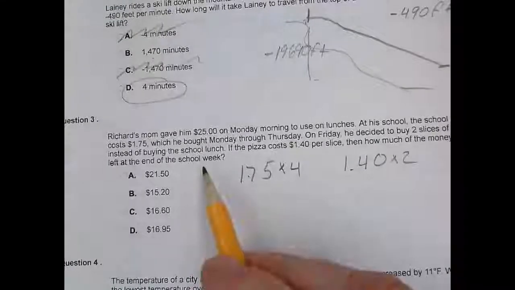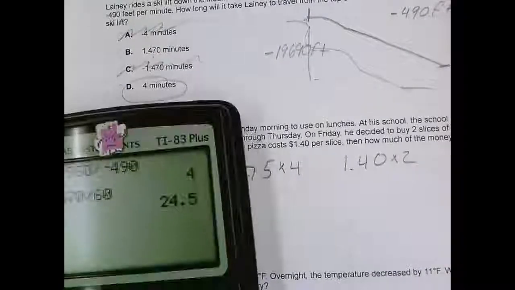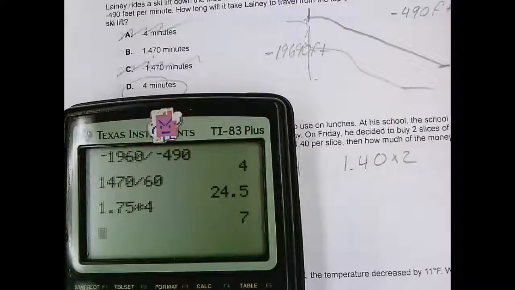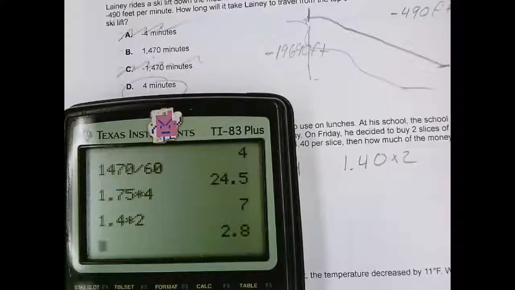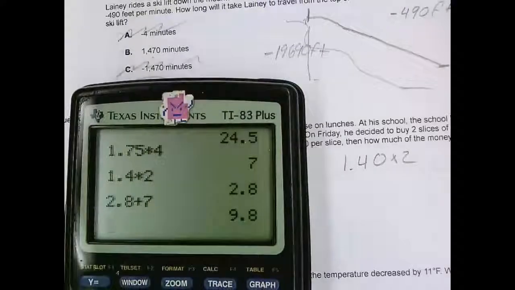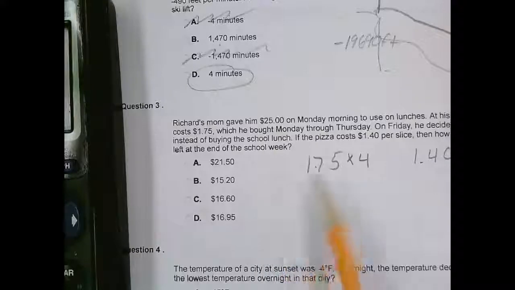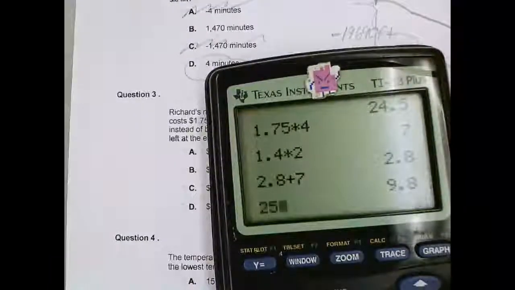So mom gave him 25 bucks. He's buying lunches. We need to figure out how much he has left. So we're going to take $1.75 and times it by 4. That's $7. And then $1.40 times 2 is $2.80. So we're going to take 2.8 plus 7. So that's how much he spent on school lunches. That's not our answer. Now, if you look, I'm actually shocked that this isn't on there as one of the bad answers. So we have to subtract that from 25.